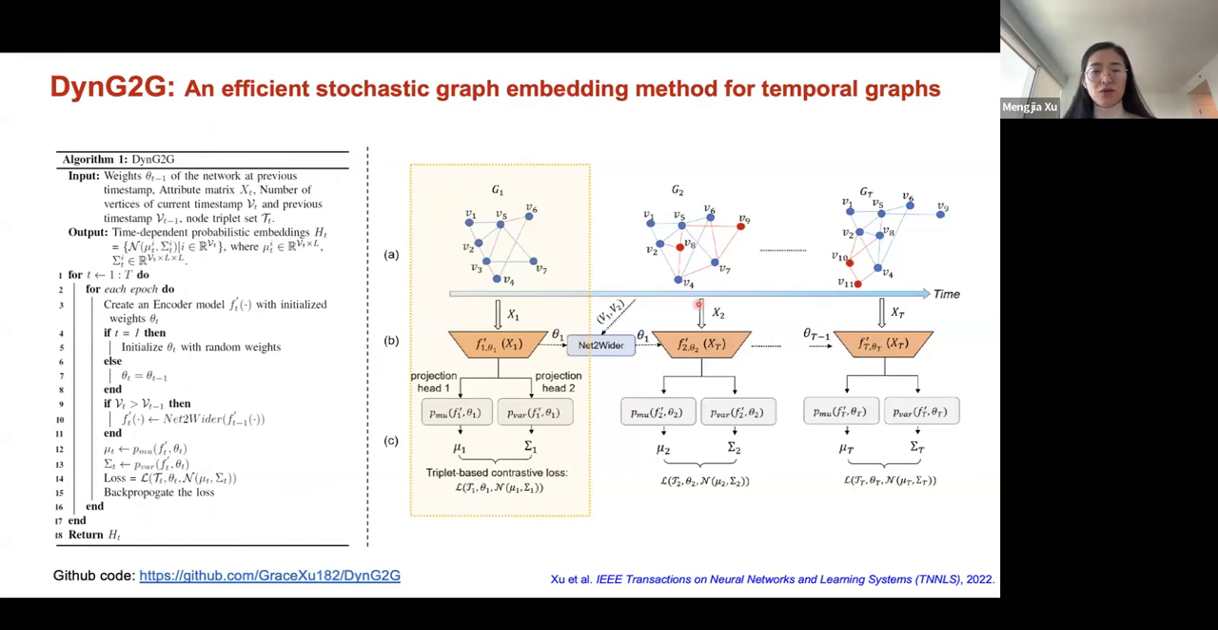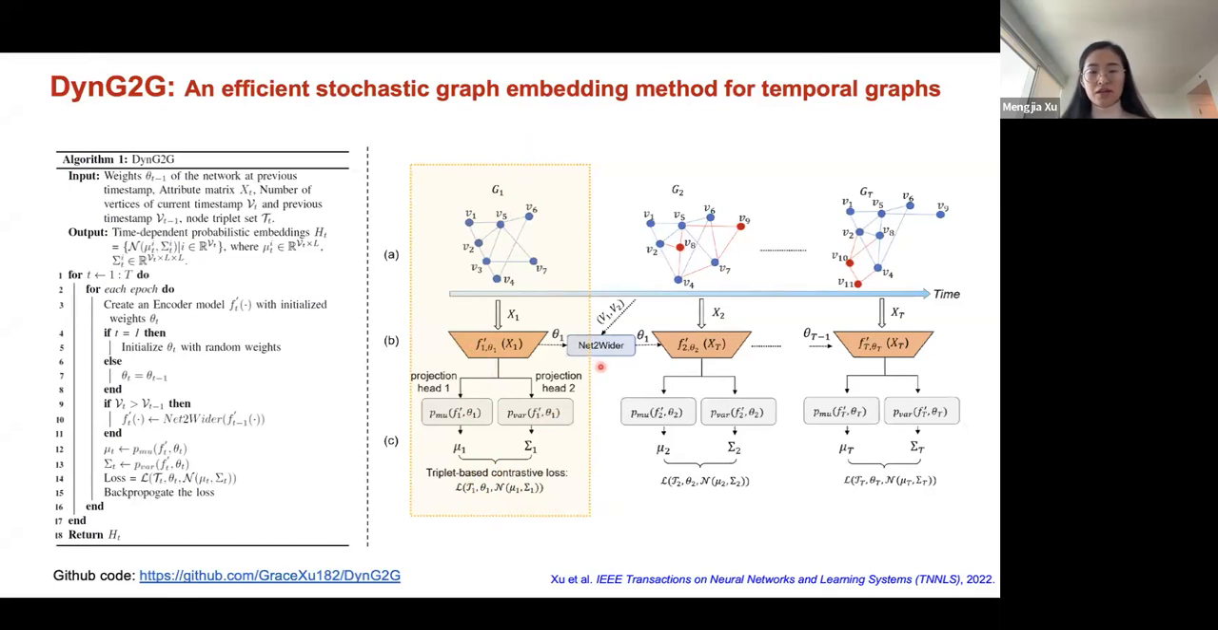We focus on discrete-time temporal graphs over time steps. It's not a continuous-time temporal graph. So here we have several graph snapshots, G1, G2, until G capital T. For each graph snapshot, we start from the first time step. We learn the stochastic graph embedding for G1 using a similar model architecture, and we also use the same contrastive loss function.